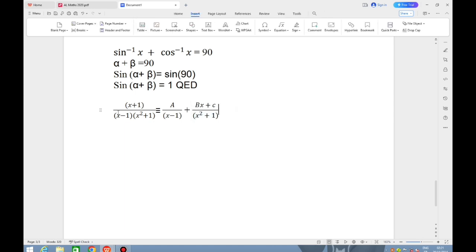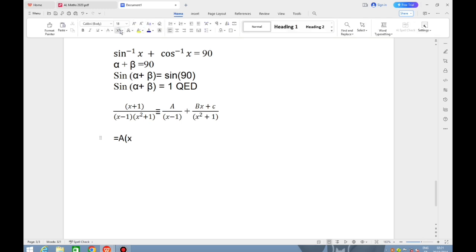So now we proceed by multiplying each fraction by the denominator of f of x, which is x minus 1 into x squared plus 1, and this is going to give us A into x squared plus 1, plus Bx plus C into x minus 1, and this is equal to x plus 1.